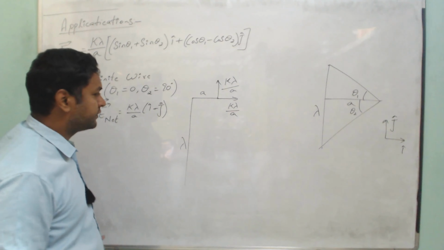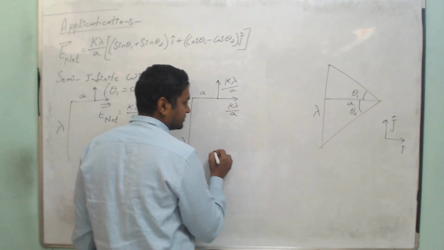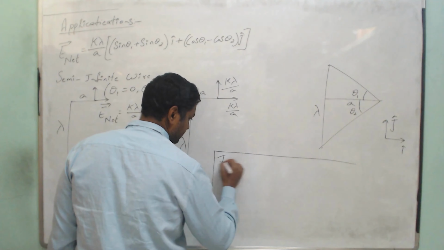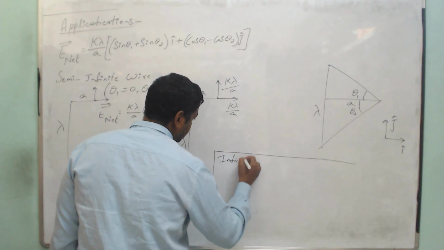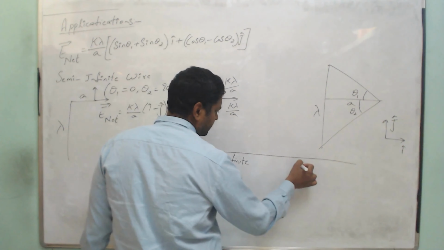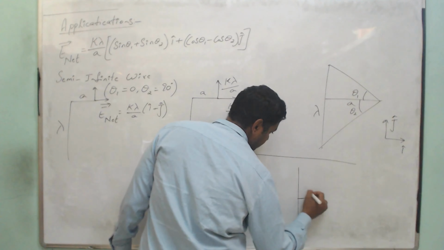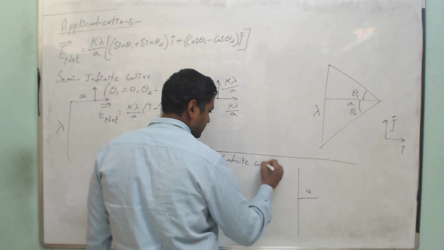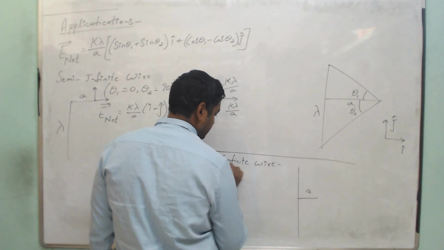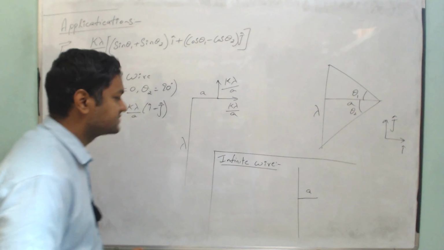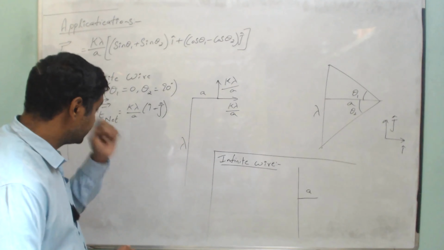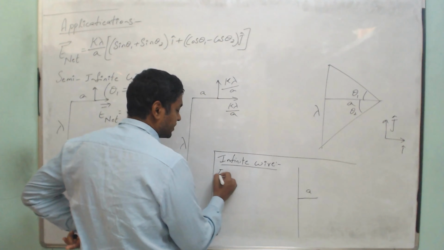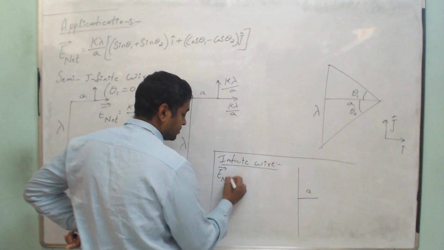So for an infinite wire, what are the values of theta 1 and theta 2? Both are 90 degrees. I'm not drawing the diagram; simply it will look like this. The sine theta components add, and the vertical components cancel. So E bar net is equal to 2 K lambda by A.